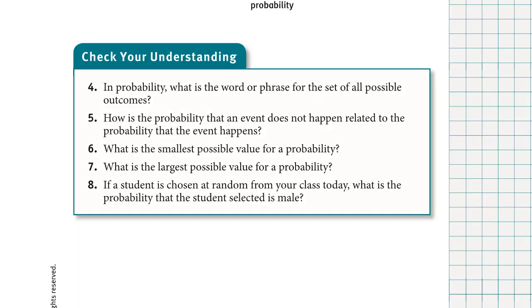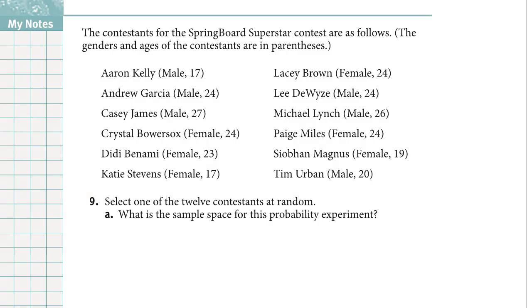Skip to the check your understanding and go to problem 6. What is the smallest possible value for a probability? I'll give you a second to answer that. The answer is 0. Now do number 7. What's the largest possible value? This time the answer is 1. Question 8. If a student is chosen at random from class today, what is the probability the student is male? Now go to the next page.